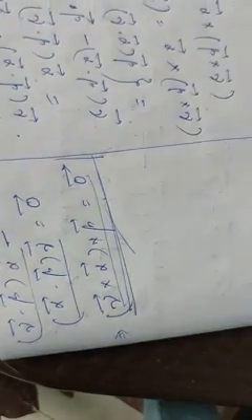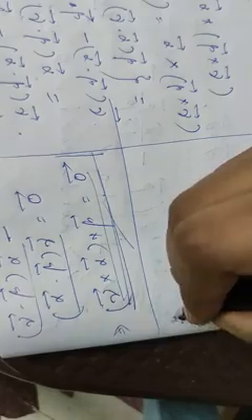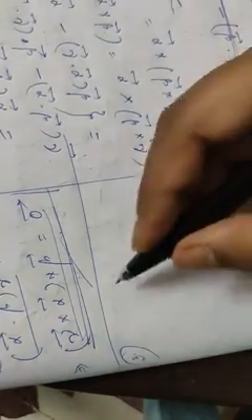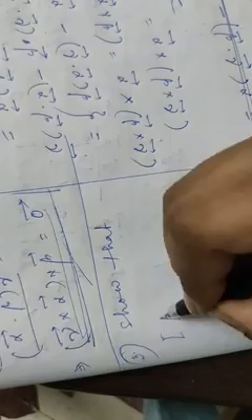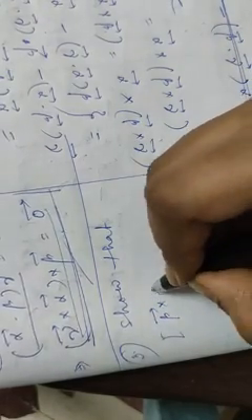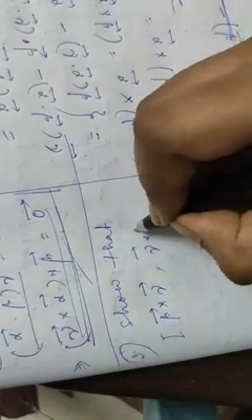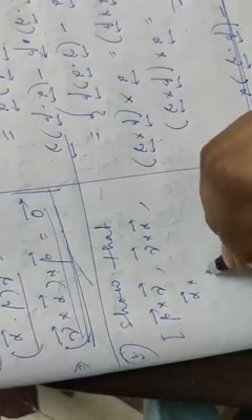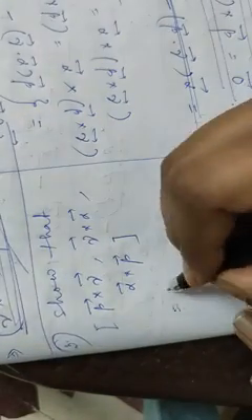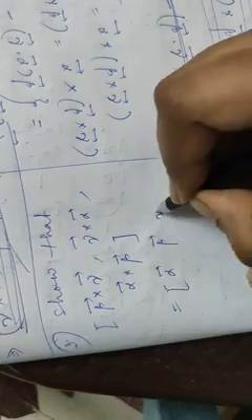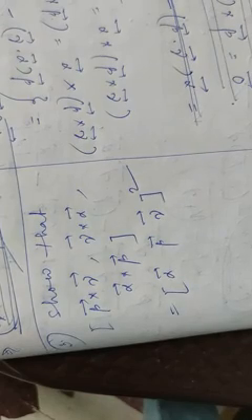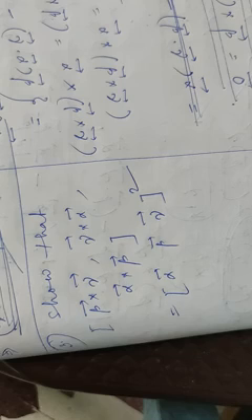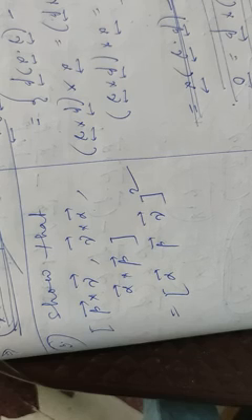Moving to the next example. Show that this box product, beta cross gamma, comma, gamma cross alpha, comma, alpha cross beta, equals alpha, beta, gamma its square. We have to prove it.